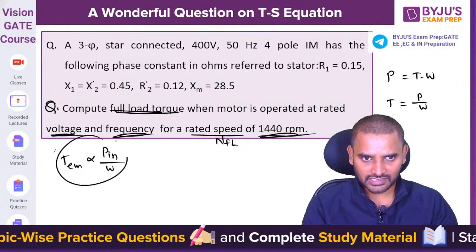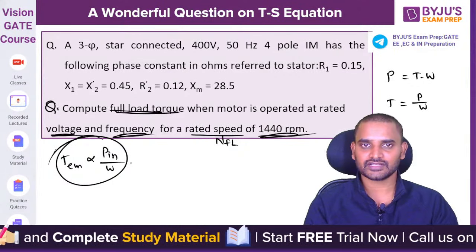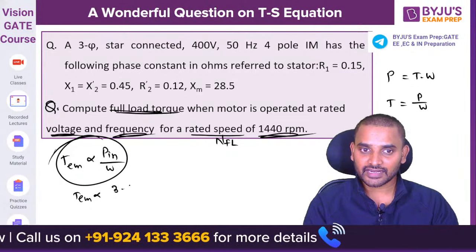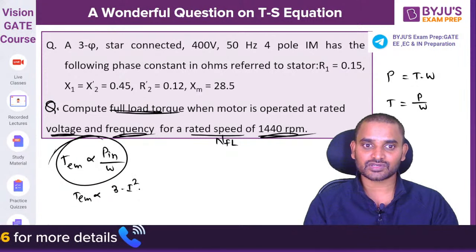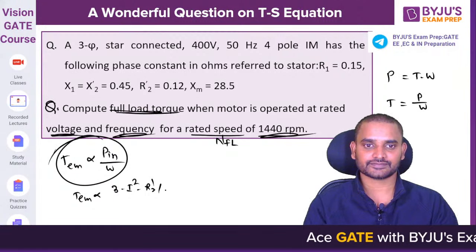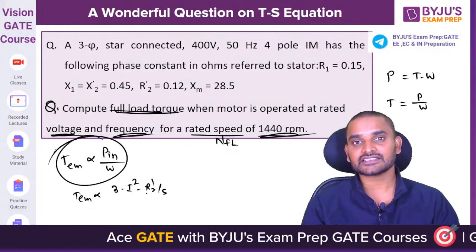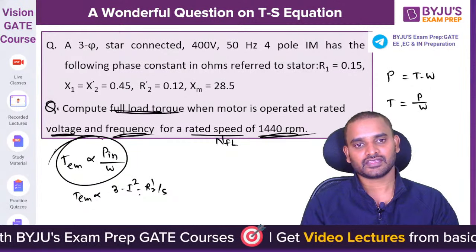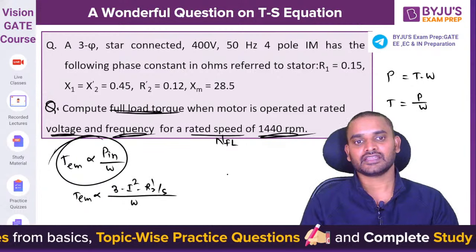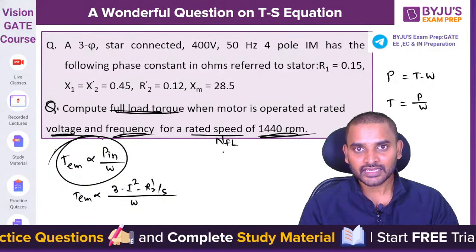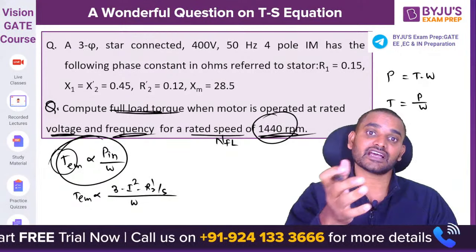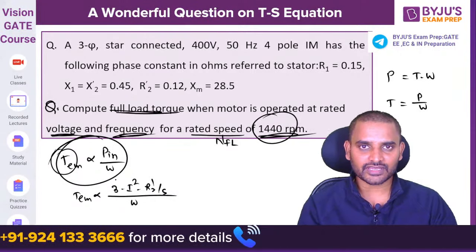So if you solve this equation, the electromagnetic torque is proportional to the input power, which I can write as 3 times the current drawn by the motor squared into R2 dash by S. This is the power supplied to the machine. Approximate torque equation is this divided by speed. At what speed is it rotating? If it is rotating at rated speed, you will get rated torque. If it is rotating at half rated speed, you will get half rated torque. So you can substitute the corresponding speed.